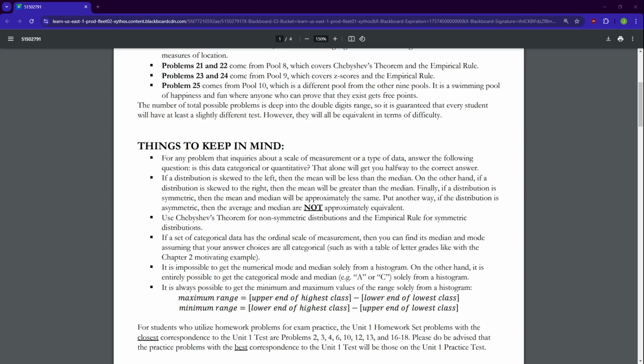In the case of Unit 1, the closest ones will be 2, 3, 4, 6, 10, 12, 13, 16, 17, and 18. Again, I strongly recommend the Unit 1 practice test above all else, but for those of you that like to use homework sets to prepare, these will be better than the other homework set questions for preparations.